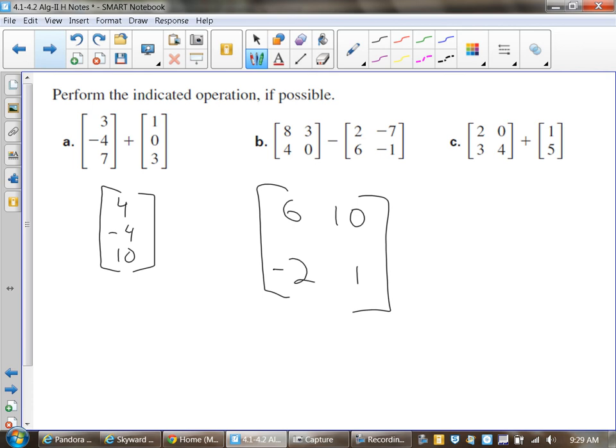And then the last one, can I add those two together? No. Nope, can't do it because they don't have the same dimensions. So what do you write? No solution. Can't do it. Not going to happen.